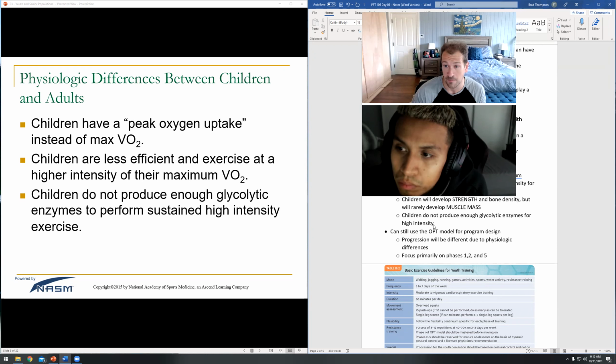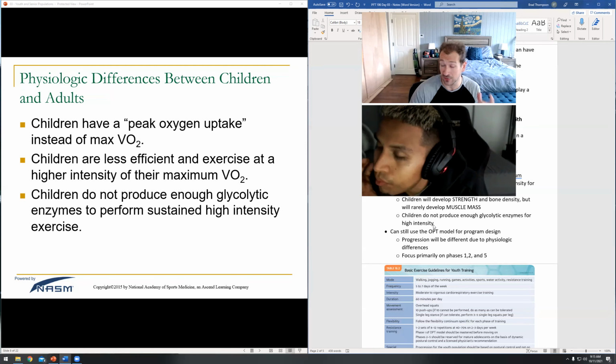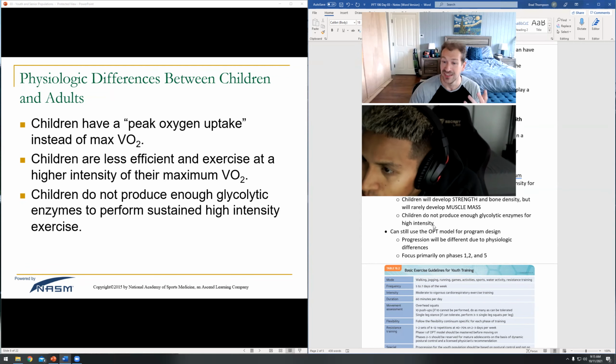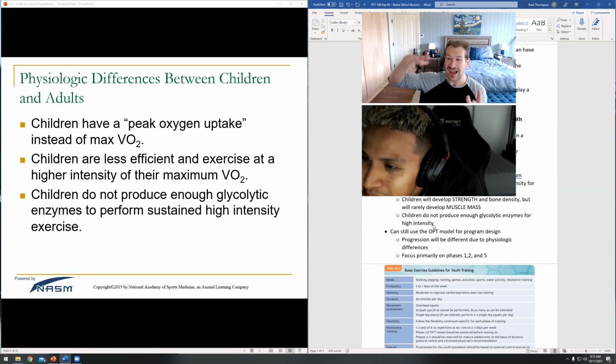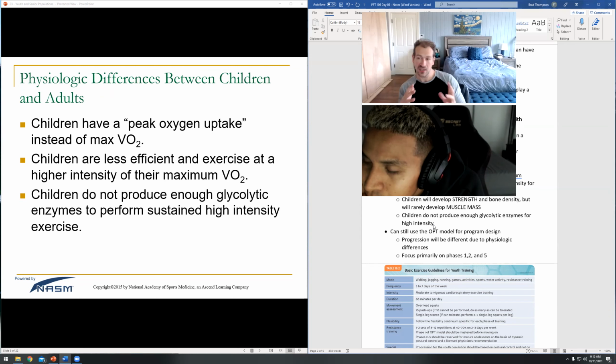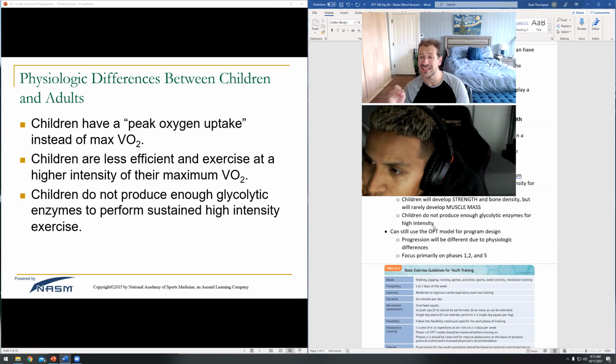We tap into glycolysis and things like that. Kids don't have that. They don't have enough cellular volume because they're little tiny bodies. They literally do not have enough cellular volume to be very good at anaerobic exercise. So while kids tend to have a peak oxygen uptake and are very good at the aerobic stuff, they are absolutely terrible at the anaerobic stuff.